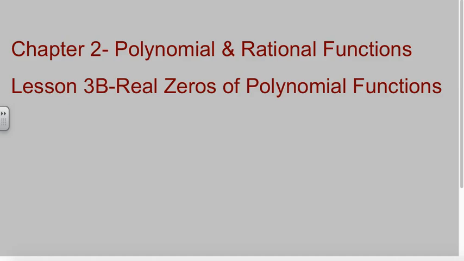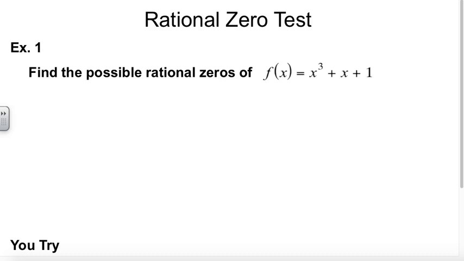Second part of lesson 3 is looking at finding real zeros of polynomial functions. So we've already been finding zeros of polynomials, some quadratics, cubics, things like that that are real simple. But in this lesson, we're going to look at ones where you can't just do it by factoring. You've got to use synthetic division, which is what we practiced in the first part of lesson 3.